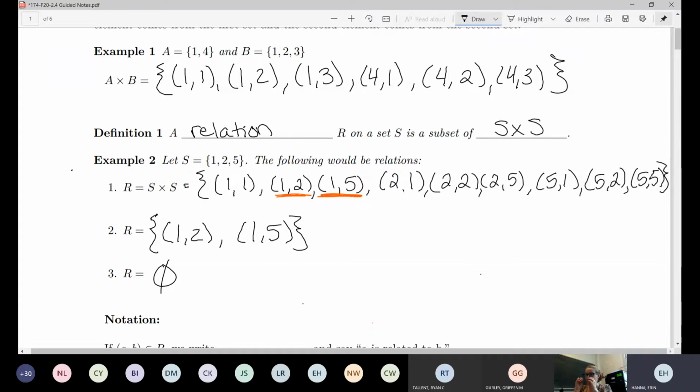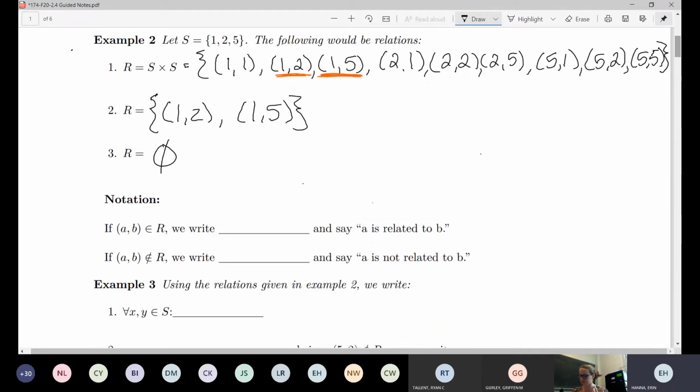Now, sometimes in a relation, we actually have a rule going on, which we'll see in a second. Sometimes it's just that we're saying that these things are related and we don't necessarily know how they're related. But sometimes we will know how they're related. We'll see an example of that in a second.